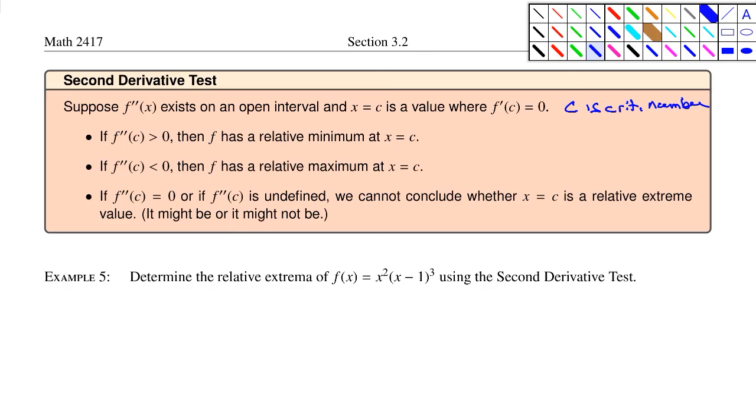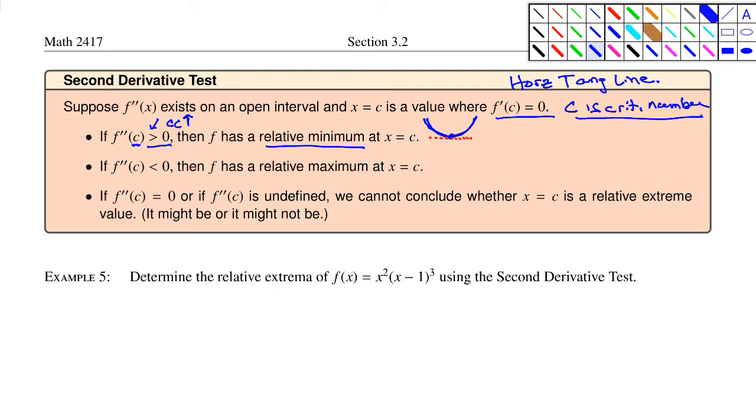Then here's the test. If you evaluate c inside of the second derivative and it's positive, then you have a relative minimum. Well, that's because if you have c as a critical value where the derivative is equal to 0, that's a horizontal tangent line. And so you have a point where we have a horizontal tangent line, but around here we have concave up. So because it's concave up, it forms a little bowl shape. And then we have the point c, where we have a horizontal tangent line. And so therefore, that's a minimum.